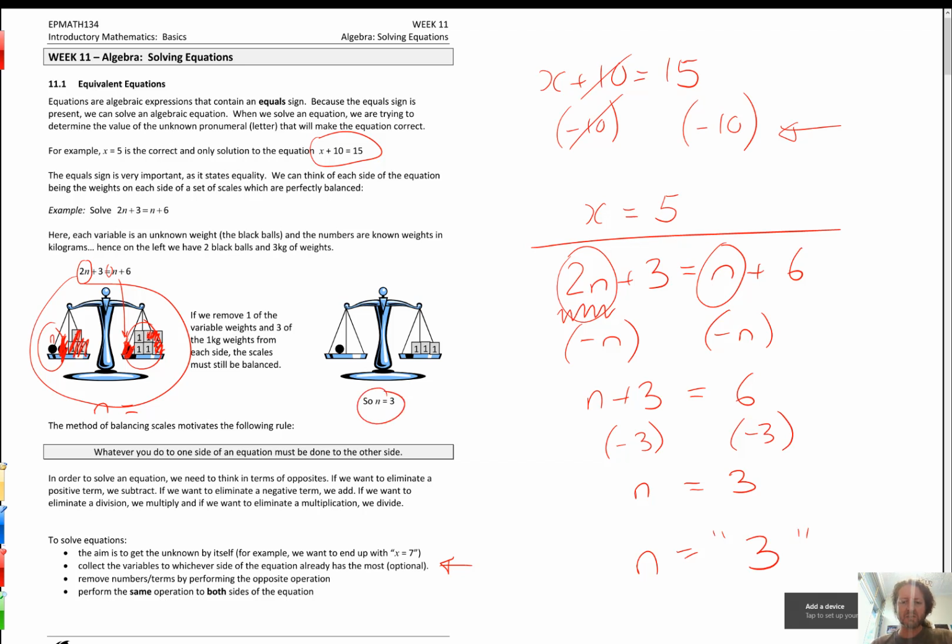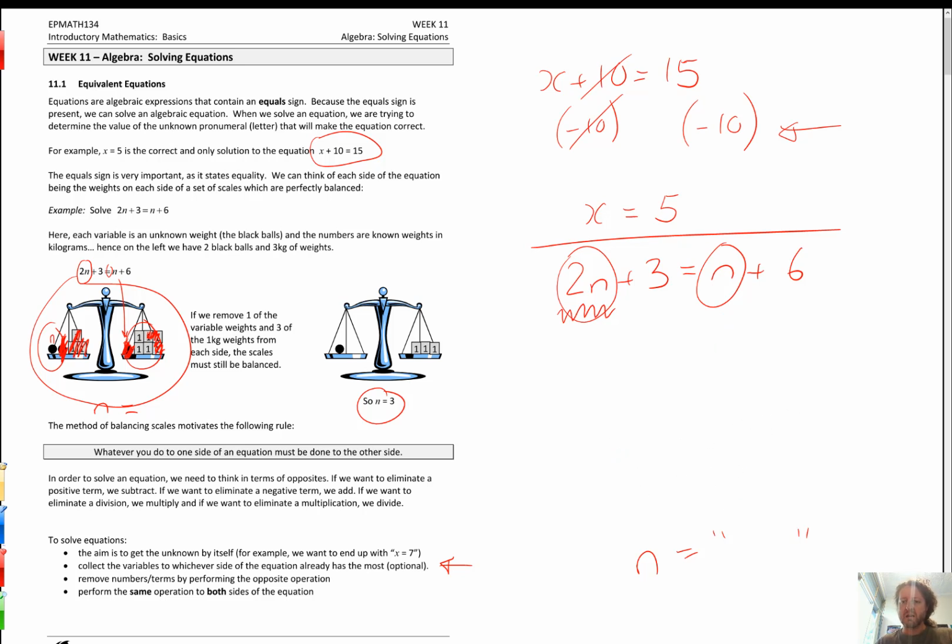Now I said that this was optional. I could have dragged all my n's to the right if I wanted, but look what would have happened. If I just delete this stuff for a second. Yeah, very manual, isn't it? I'm sure there's a smarter way. If I said, no, I'm going to make the 2n move, well, I can. I could have taken that 2n away on both sides, and I would have been left with 3 equals n minus 2n, which is minus n, plus 6.